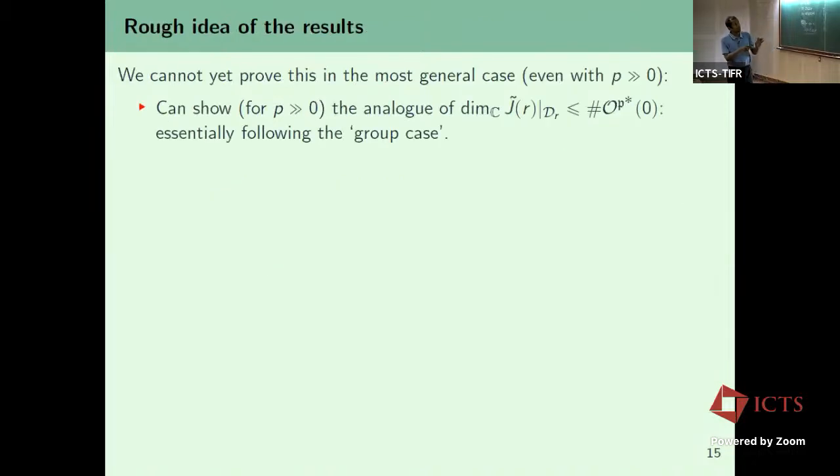Okay, so we are not able to yet prove this in the most general case, even with p far greater than 0. So let me say what we can prove. So just like in the group case, we have this more complicated space of distributions, the larger space. We can cut down the dimension of the larger space to exactly the number of nilpotent orbits. Okay, so the step that one might think is difficult is the easy step, I mean easy in the sense that the group case is involved. One can mostly follow the group case. One has to, of course, relate Moy-Prasad theory for G and H and so on.